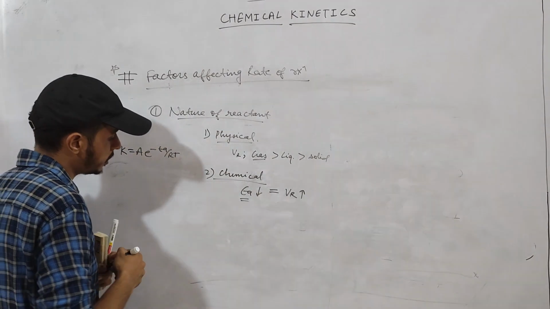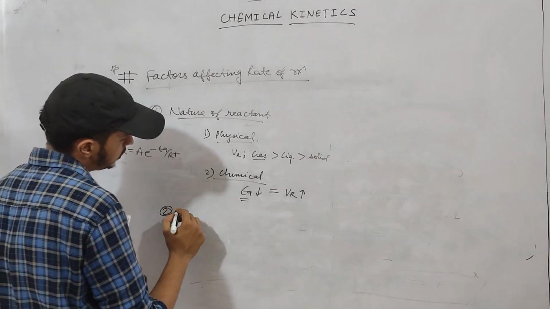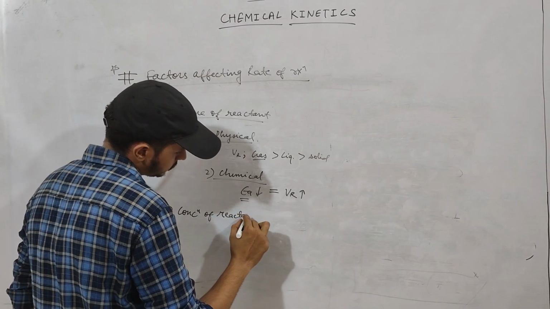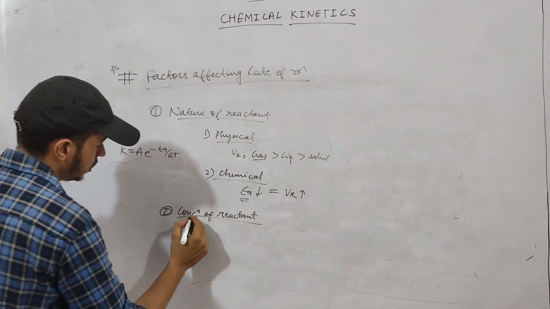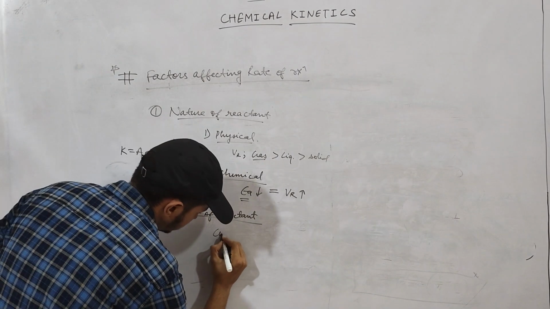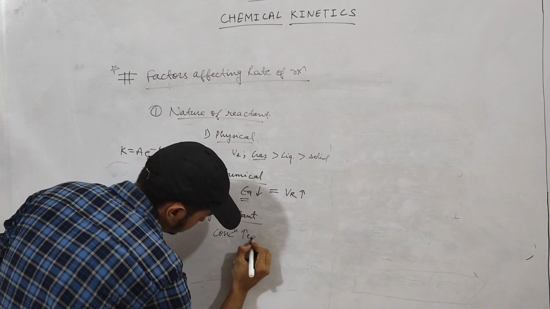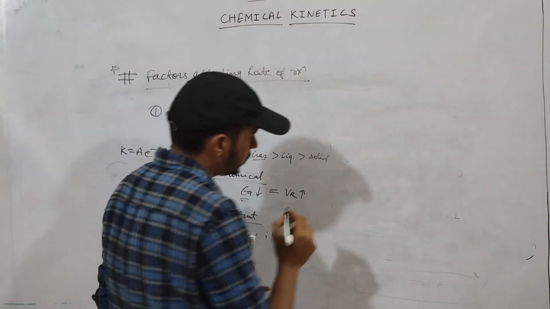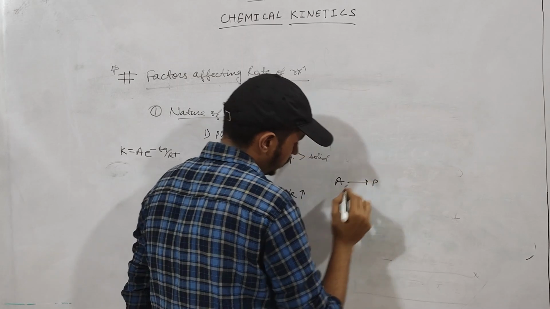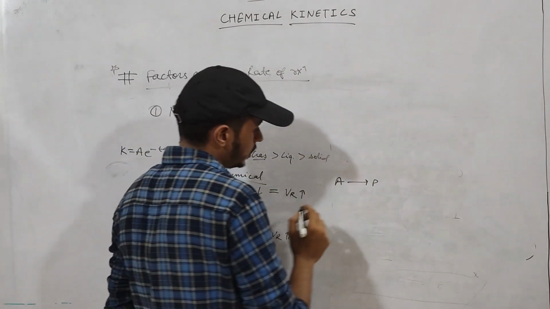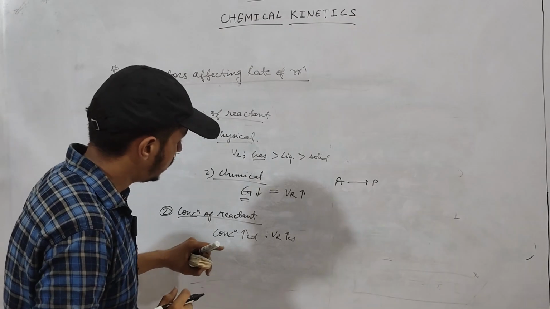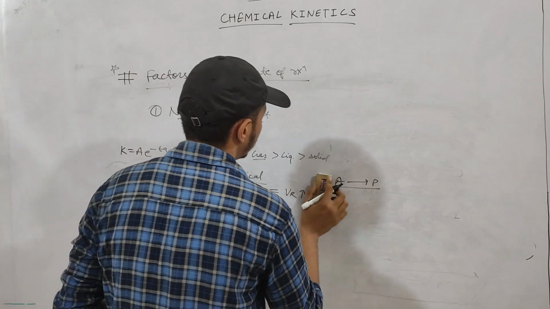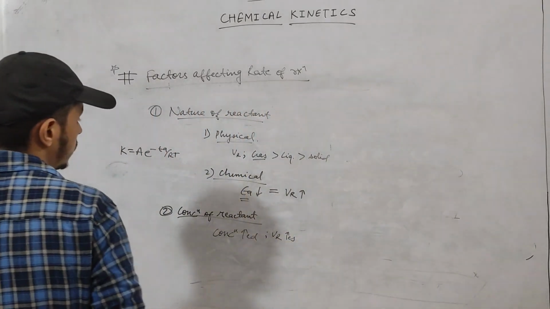Next, the factor which affects the rate of reaction is the concentration of reactant. When the concentration is increased, the rate of reaction also increases. Let's take an example: A is converted into product B. If the concentration of A increases, then the rate of reaction also increases for this reaction. So the concentration of the reactant also affects it.